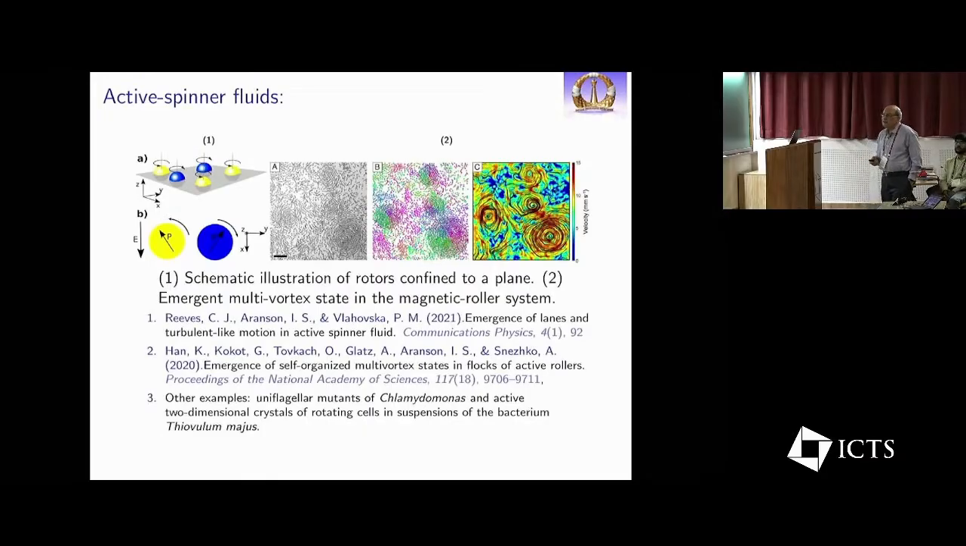Active spinner fluids have been found in a variety of systems. I was showing you the movie for this system, which is a state with magnetic rollers. Here is another schematic taken from the first paper, where you have counter-rotating spinners. The blue go one way and the yellow go the other way. There are biological examples too in this alga and this bacterium.